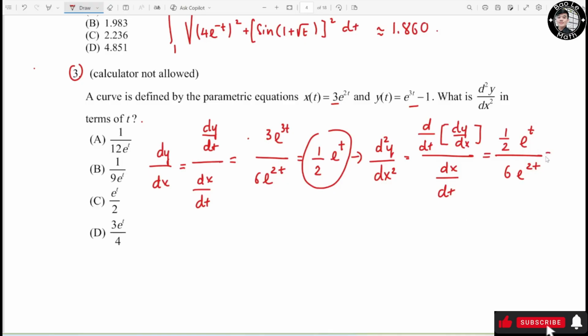Now we're going to simplify this one. It's actually 1 over 12e to the t, right? So the answer must be A.